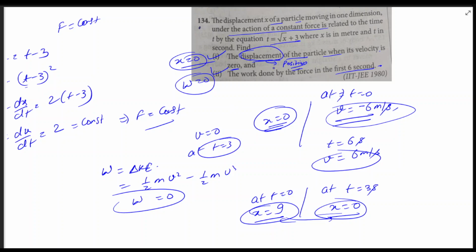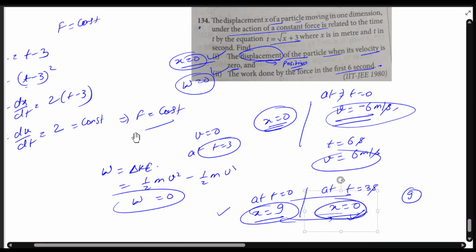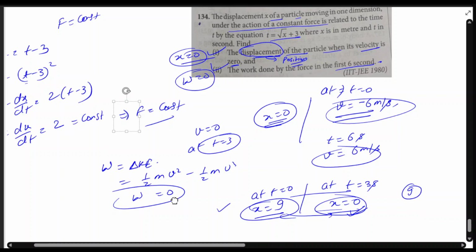So look, the displacement and position go hand in hand. They are similar things. They depend on what is being asked. So if it is asking to find the displacement in the first 3 seconds, then 9 will be the answer. Now it is saying the displacement when the velocity is 0. So it is actually talking about the position itself. So position is 0. Okay. So be careful. This is a very tricky part.